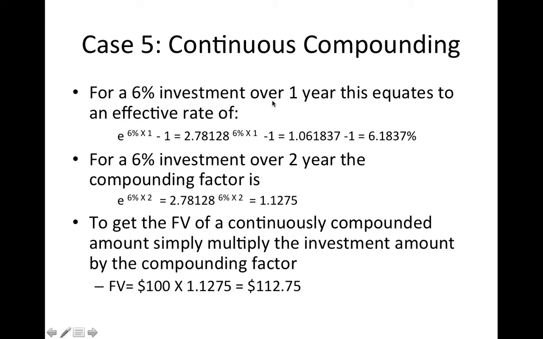Let's say that I have a 6% investment over a year, right? But it's going to be continuously compounded. So I would do e to the 6%, which is my rate, times 1 for 1 year, minus 1. So that's the constant raised to the 6%, basically, minus 1. And that solves out to 1.061837 minus 1, or 6.1837%. So if we were to compound continuously, it would grow at 6.1837%.